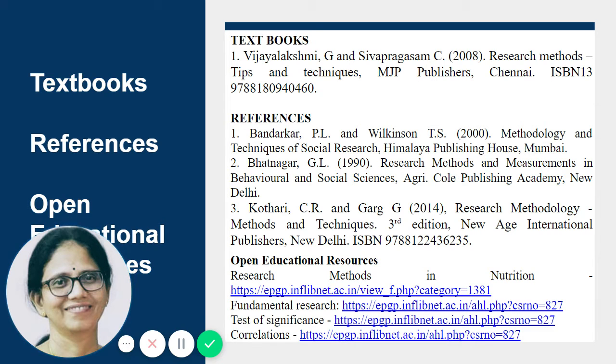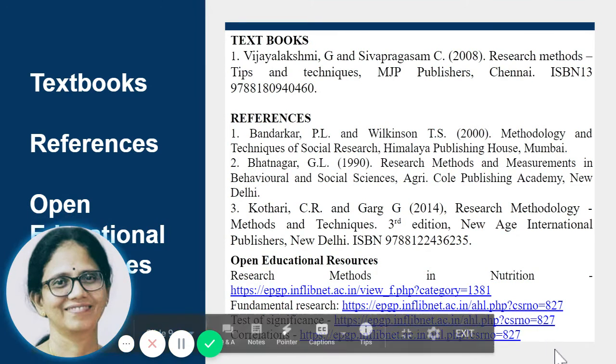So that's it. This is the syllabus for NC3, and these are the references that are advised for you in this syllabus. The textbook that we follow for you would be the one written by Vijayalakshmi ma'am and Sivapragasham. It's titled Research Methods, Tips and Techniques. And you can also follow the third reference book called Research Methodology, Methods and Techniques, third edition, written by Kothari and Garg. The PDF version is also uploaded in the platform, so you can make use of that.